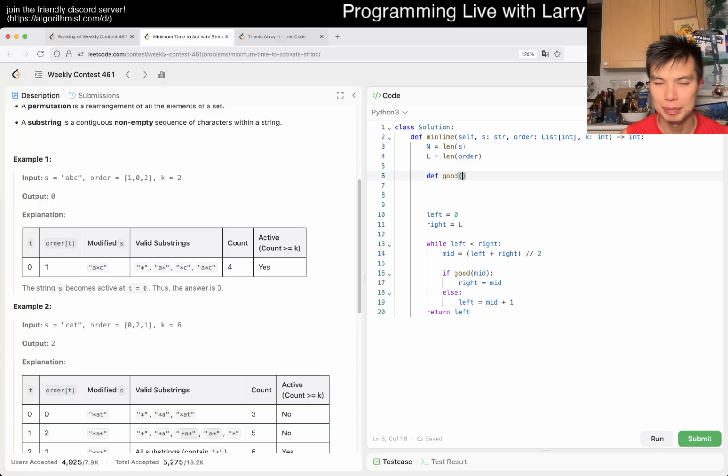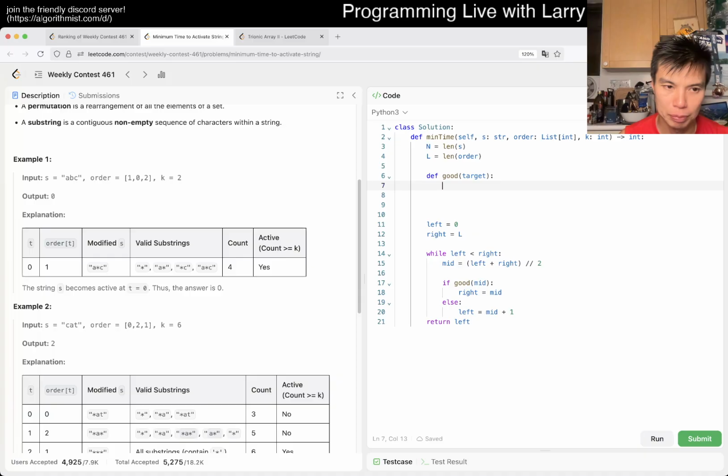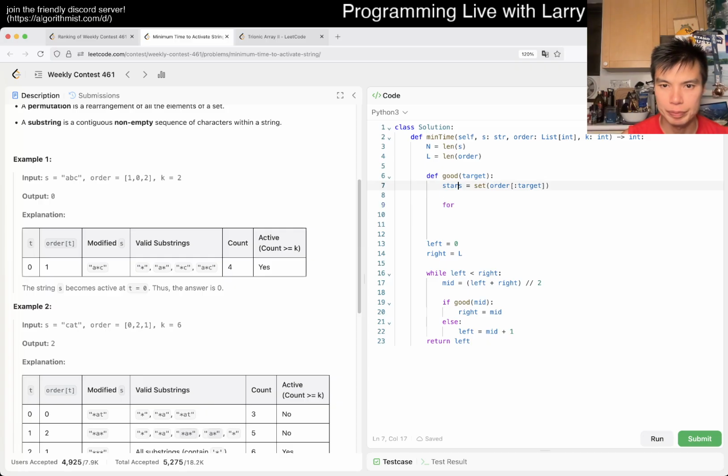Right, that's good. Target, and then target is just pre-order. Right? And then it's just, yeah, whatever stars is equal to set of order to target. Is that inclusive? I always forget if that is inclusive. I don't think so. So that's fine, yeah.